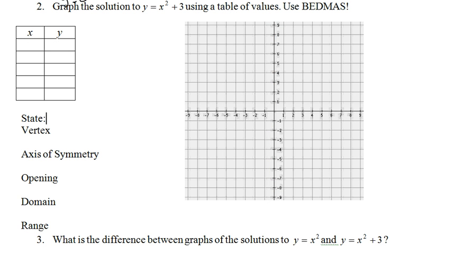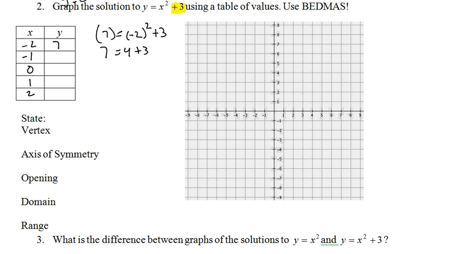Alright, so question 2, we've got something new. We've got y equals x squared plus 3. You remember in the first lesson we had numbers in front of the x squared. Now we've got y equals x squared plus 3. So let's use our normal numbers here, negative 2, negative 1, 0, 1, 2. If I put in negative 2 for x, I get negative 2 squared is 4. So the right side is going to equal 7. So if I put in 7 for y, that's going to make that equation true.